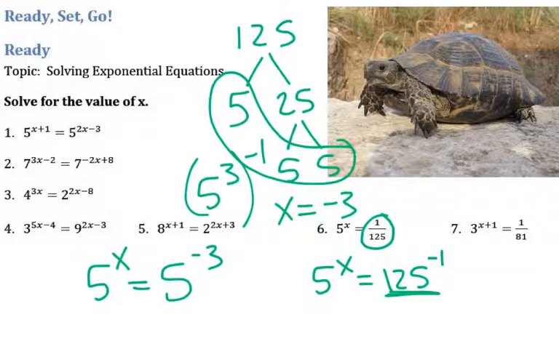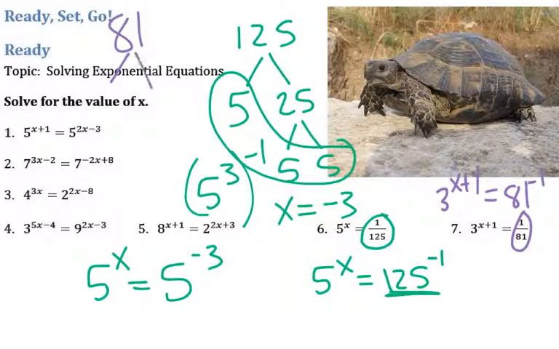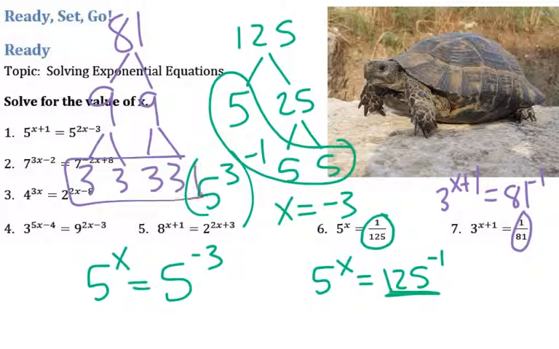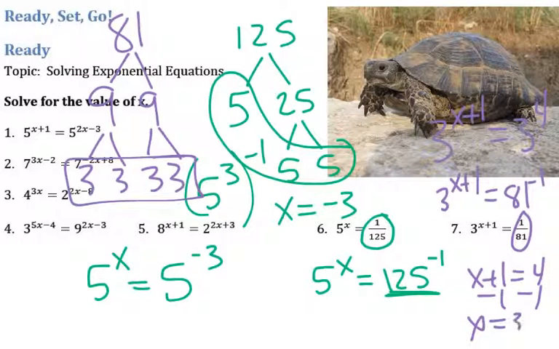The trick to that one was just figuring out that whole negative stuff. Same with number 7. 81 to the negative 1 equals 3 to the x plus 1. Then we break down 81: 9 and 9, right? So that's 3 and 3 and 3 and 3, so 3 to the 4th. So 3 to the x plus 1 equals 3 to the 4th. So x plus 1 equals 4. Subtract the 1. x equals 3.